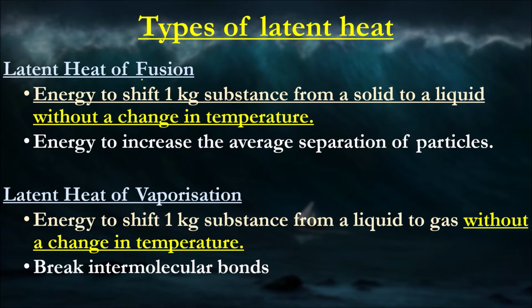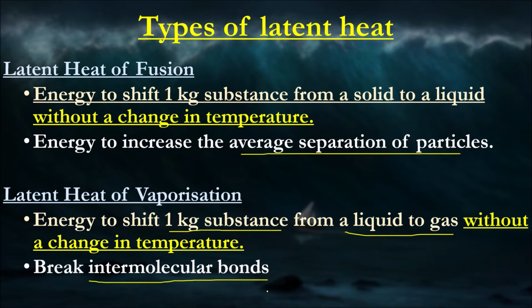Okay, so keep in mind there are two types of latent heat we're going to talk about, and this is sort of how we define them. The latent heat of fusion is the energy to shift 1 kilogram of substance from a solid to a liquid state without a change in temperature. The aim is to increase the separation of the molecules. The latent heat of vaporization is the energy to shift 1 kilogram of substance from a liquid to a gas without a change in temperature. This is to completely break the intermolecular bonds between those substances.